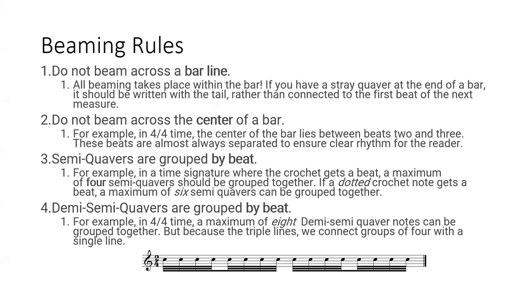There are a few rules to beaming. You can't beam across a bar line, so the notes have to stay within the bar. You can't beam across the center of a bar. You can see here the center of the bar is here, and you wouldn't have that go across. So instantly, I can tell you where beat 2 of this bar is by how these notes are beamed. I don't have to count from the beginning, 1, 2, 3, 4, 5, 6, 7, 8. That's beat 2, because of how they're beamed together.